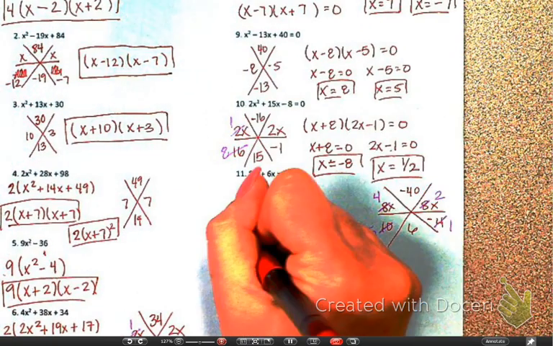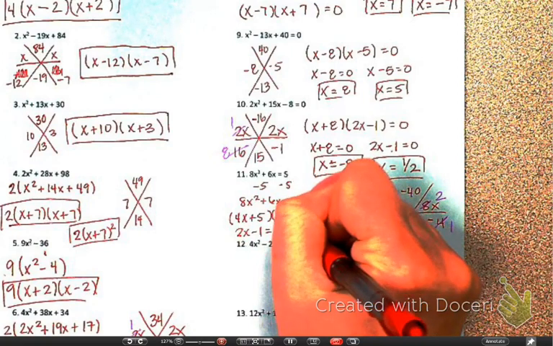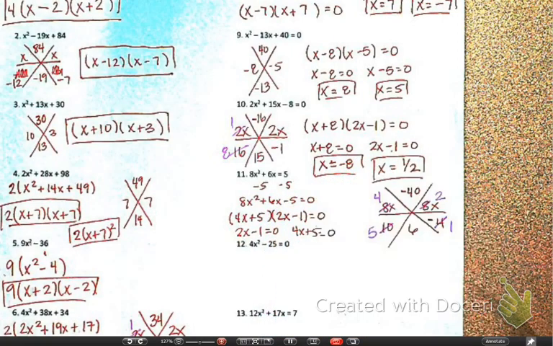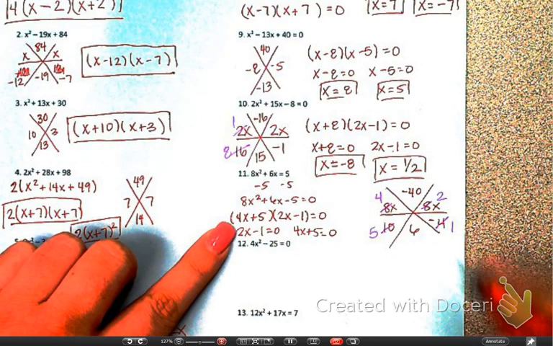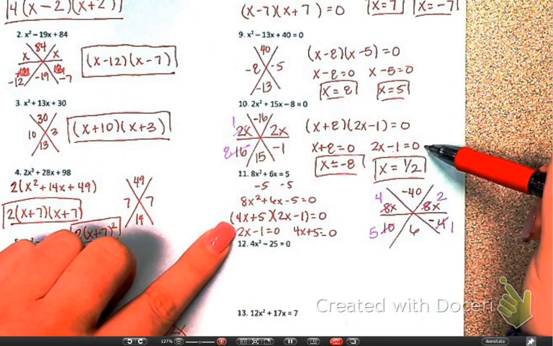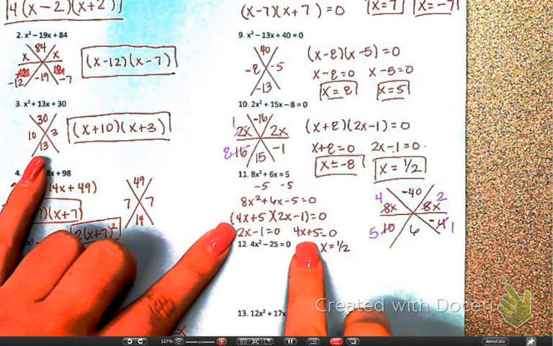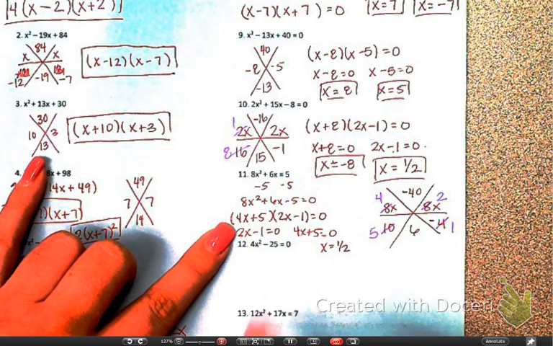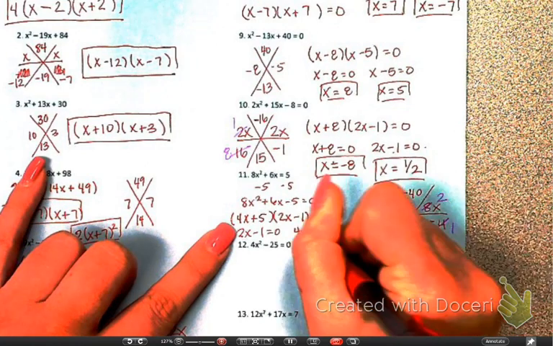Set each factor equal to 0. Whoops, I wrote them backwards, sorry. Here I would do the same thing I did here. Add 1 and divide by 2, so you get x equals 1/2. What would I do for the second one? Subtract 5 and divide by 4, so x equals negative 5/4.